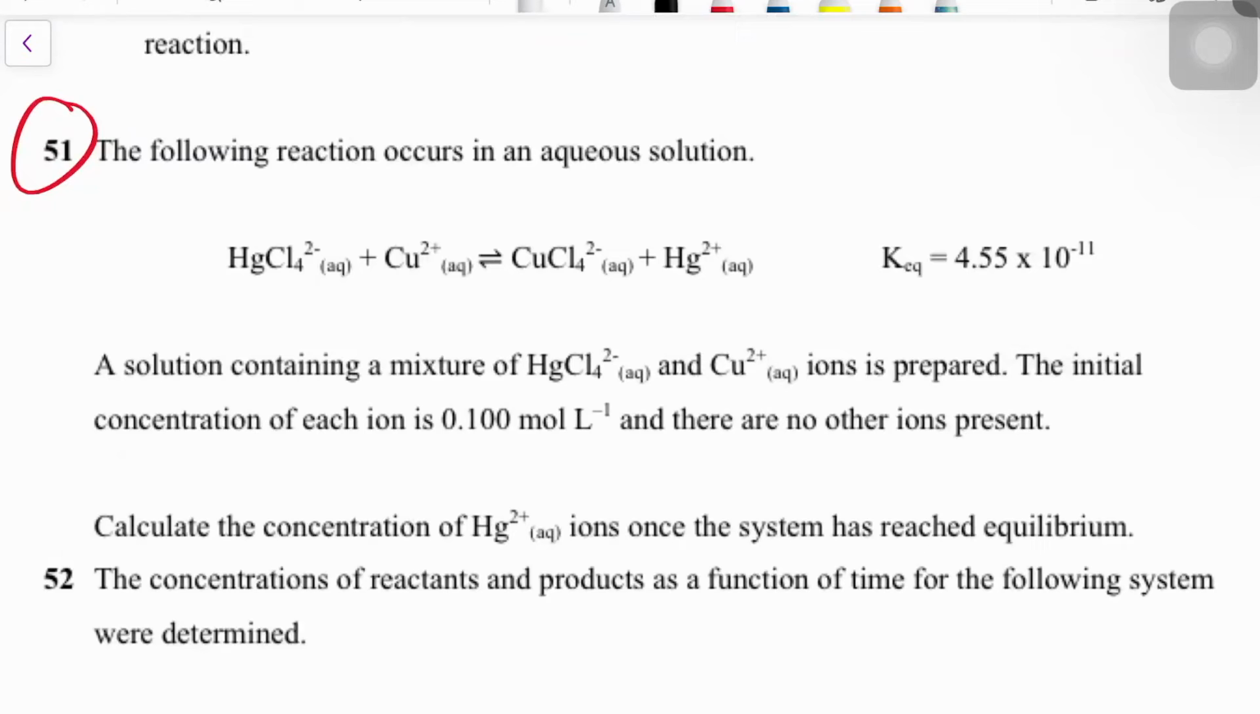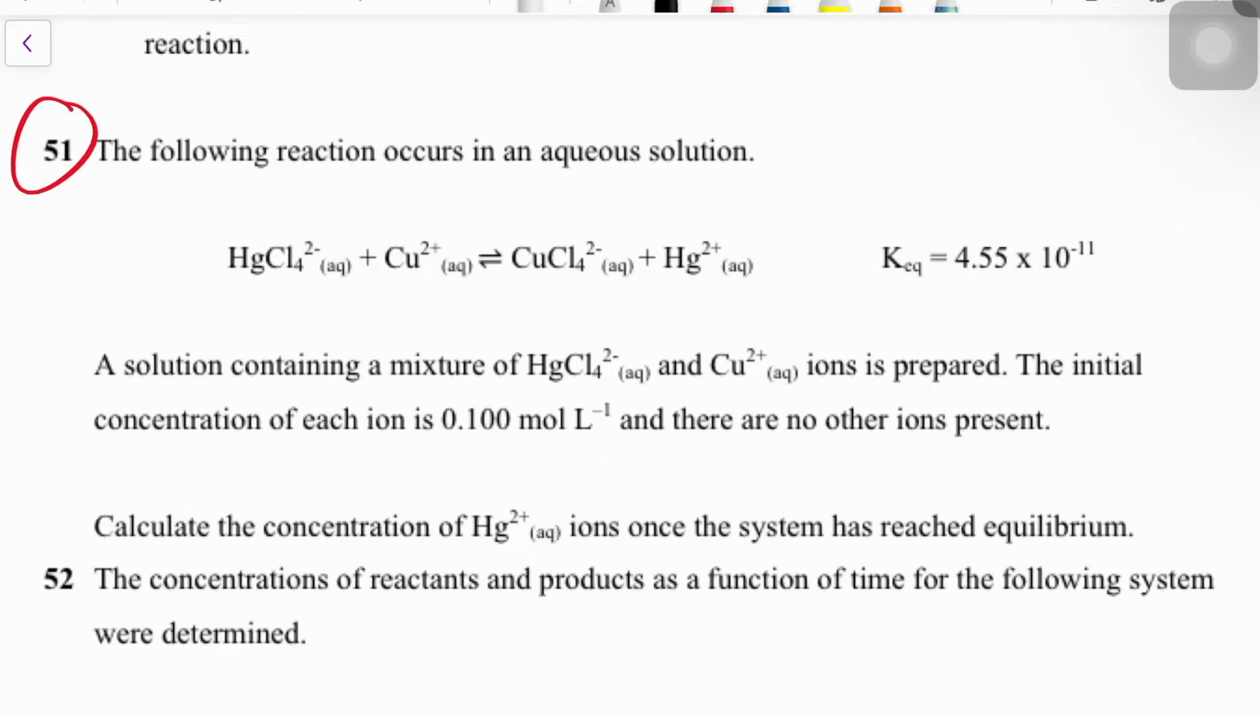The following reaction occurs in an aqueous solution: HgCl4 2- plus Cu2+, which is the copper ion, turning into CuCl4 2- plus Hg2+. Hg is your mercury, by the way, and the Keq of that is 4.55 × 10^-11.